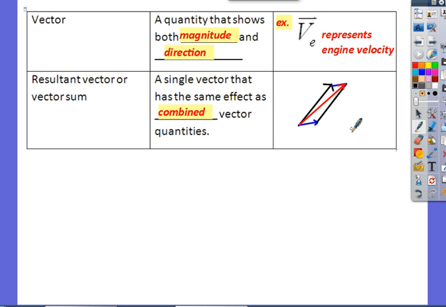So if you have the airplane moving and then you have the wind pushing against it, the resultant vector or vector sum will be the red line. So you can pause this and go ahead and write those down.